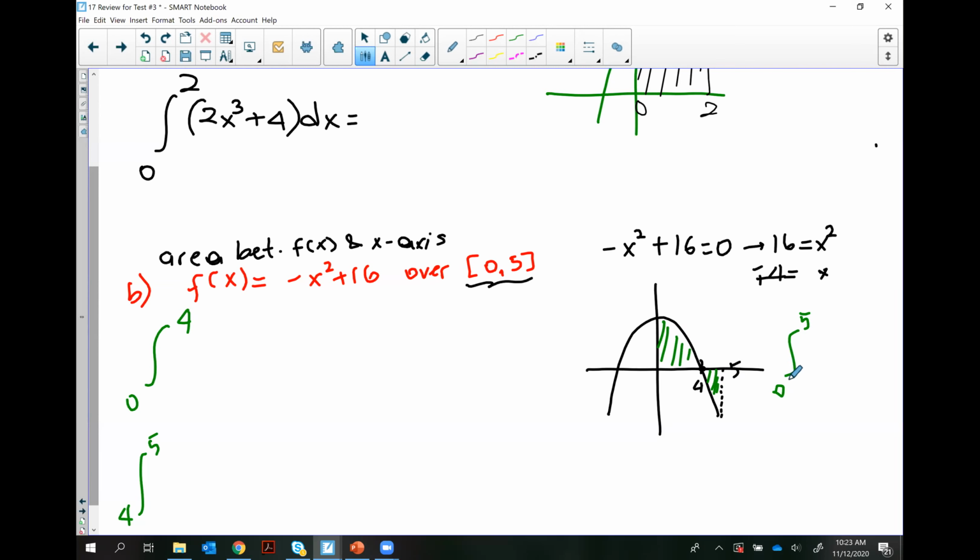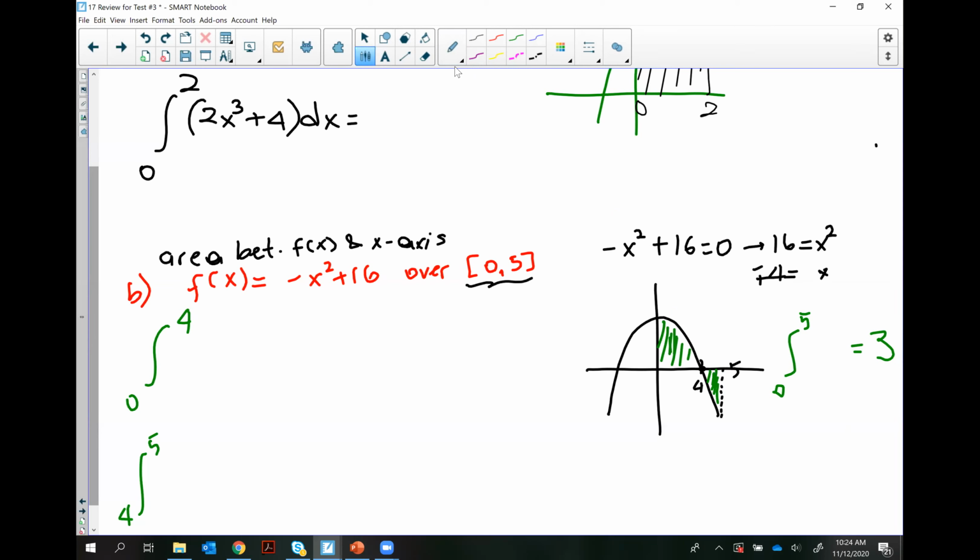Okay, the integral from 0 to 5 is indeed the integral from 0 to 4 plus the integral from 4 to 5. But if this is a negative, let's say this area is negative 2, and let's say this area is positive 5, okay? So 5 minus 2 is 3. This integral would give you an answer of 3. But if you truly want to find the sum of the two areas, you have to add the absolute values of the regions.